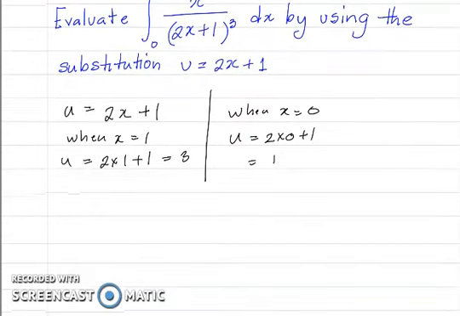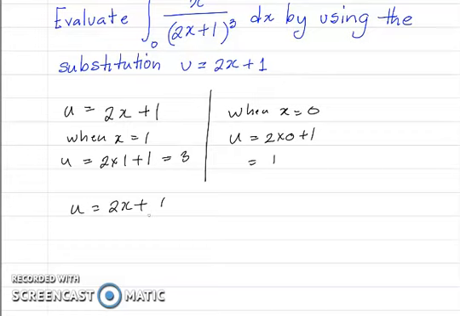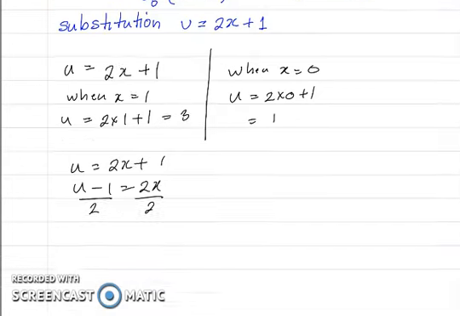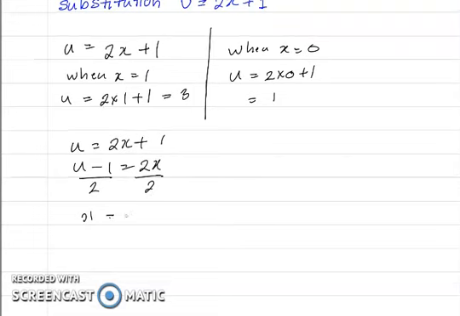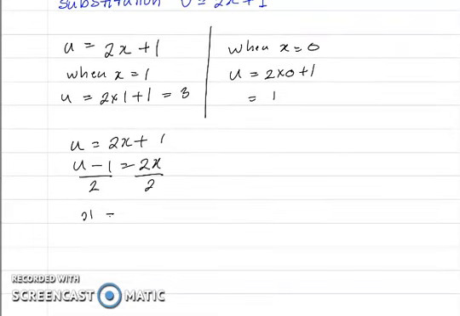All right, so we need to replace everything else. So we have u is equal to 2x plus 1. So u minus 1 is equal to 2x. Divide both sides by 2. And so we have x is equal to u minus 1 over 2.